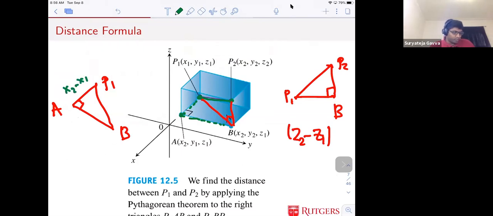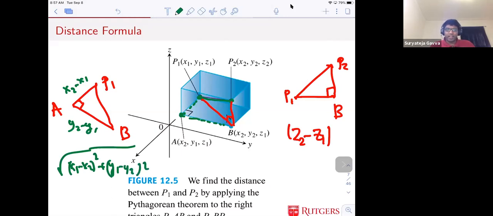Good. What is the length AB? It's y2 minus y1. So this is x2 minus x1, and this is y2 minus y1. So the length P1B would be, by our Pythagorean theorem, the square root of x1 minus x2 squared plus y1 minus y2 squared. That's the length of this diagonal line.